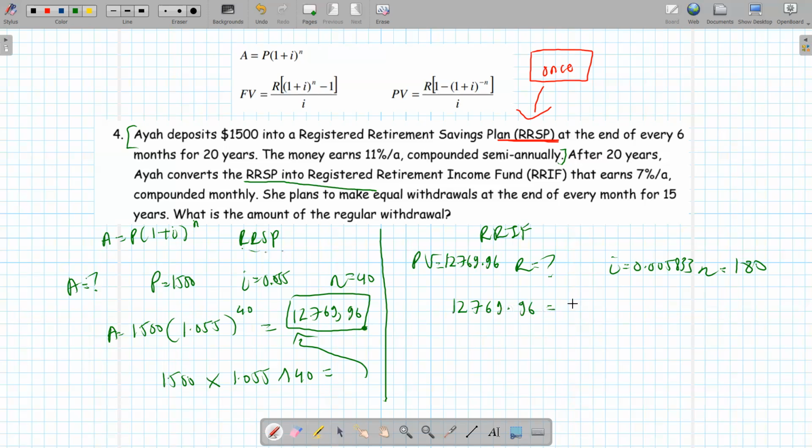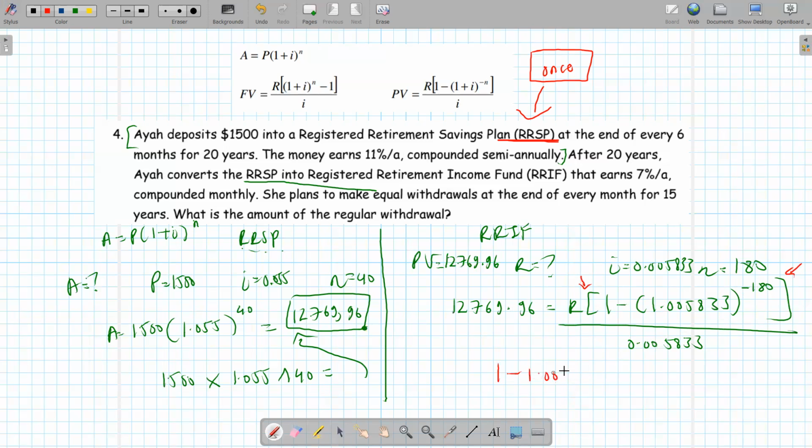Again, if you look at these, we know it's a present value question. R is missing. 1 minus 1.005833 to the power of negative 180, divided by 0.005833. All right, how do you do something like this on the calculator? Step 1, plug in the square bracket on your calculator as you see it. Nothing fancy required. You're just going to plug this in to the power of negative 180. That's going to be the first step.